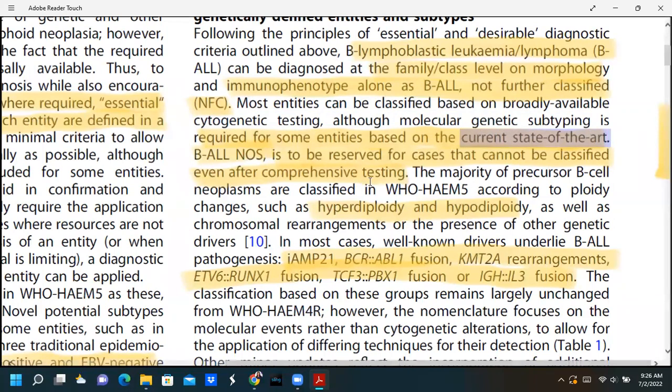And so if after the comprehensive testing of cytogenetic and molecular and everything, you can't find anything and it cannot be lumped into a category, then you are going to call it B-ALL NOS. So before, with just morphology and immunohistochemistry, it is B-ALL not further classified. So this will be your top line for most of the cases, saying that the molecular and cytogenetics are pending. And once the molecular and cytogenetics are back, if it does not go into any category, you're going to call it B-ALL NOS.